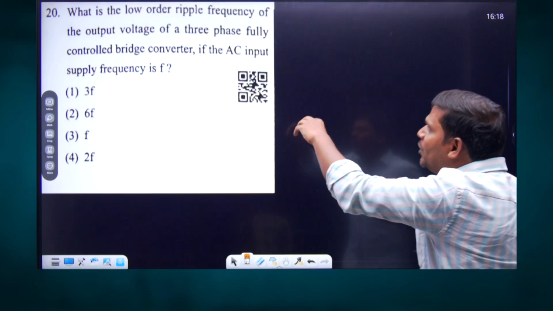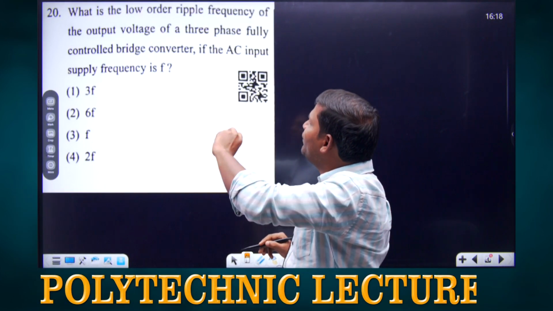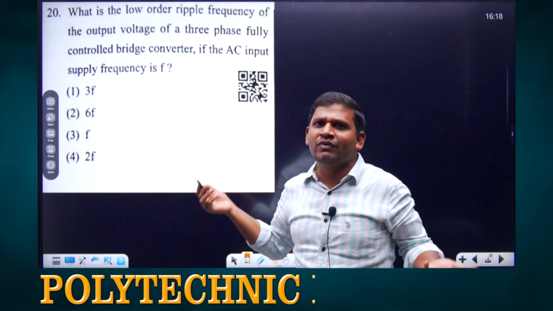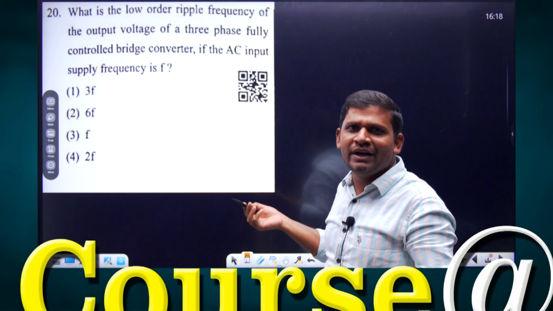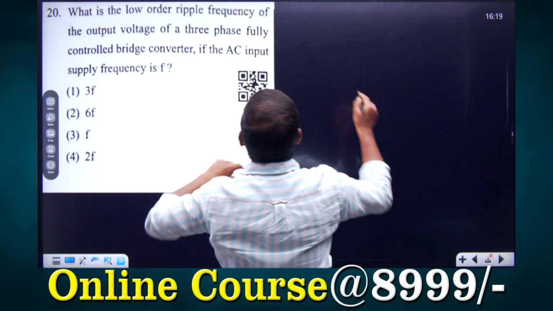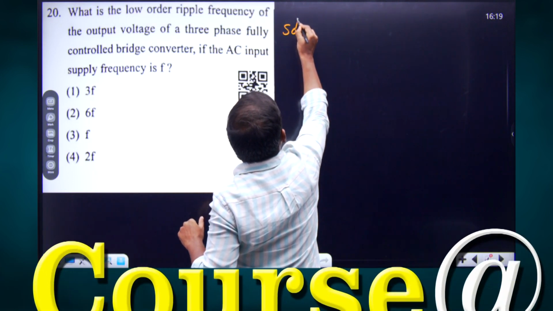What is the low order ripple frequency of the output voltage of a three-phase fully controlled bridge converter if the AC input supply frequency is F? Very simple question. It is asked on ripple frequency. Given is a three-phase fully controlled bridge rectifier, students.